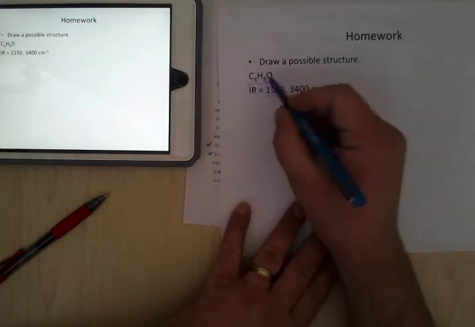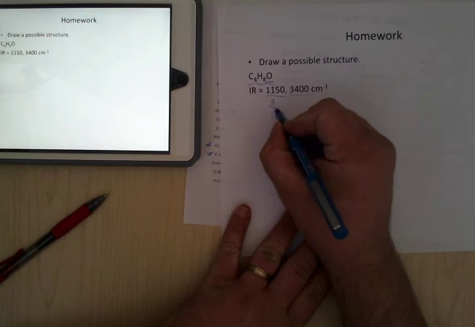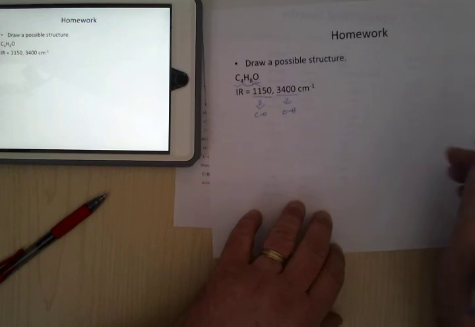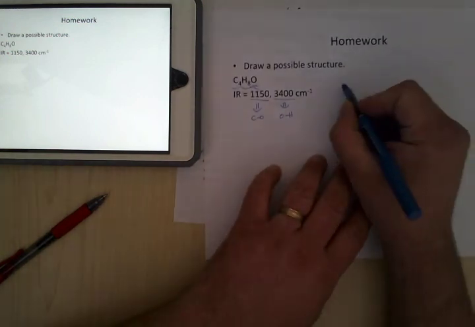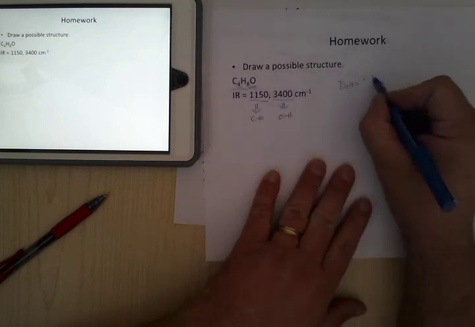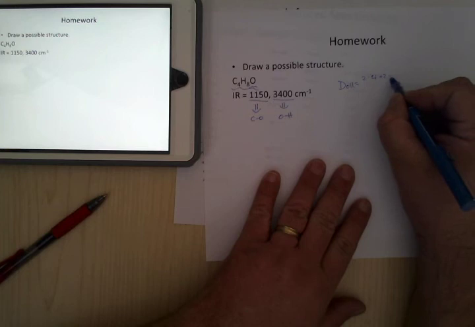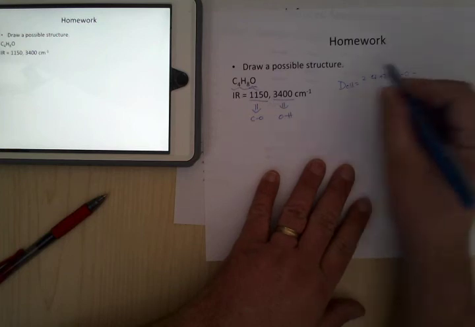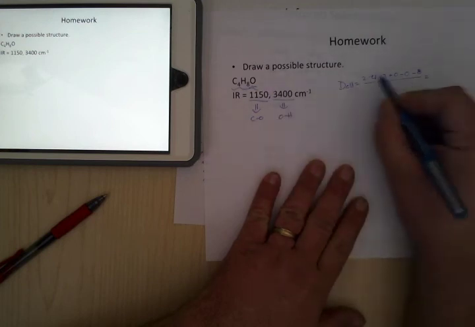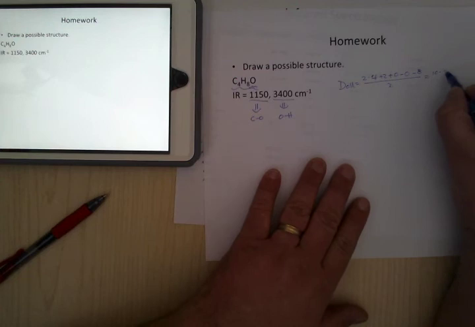So DOU, right? We know it has that in there. So this is a C=O, and this is an OH. We have to account for that in our structure. So DOU is equal to 2 times the number of carbons, which is 4, plus 2. There's no nitrogens, no halides, and 8 hydrogens, all divided by 2. So it's 10 minus 8, which is 2, and 2 over 2 equals 1.